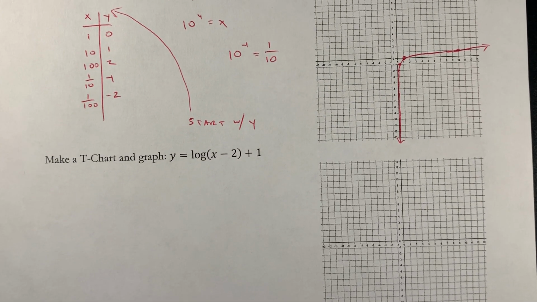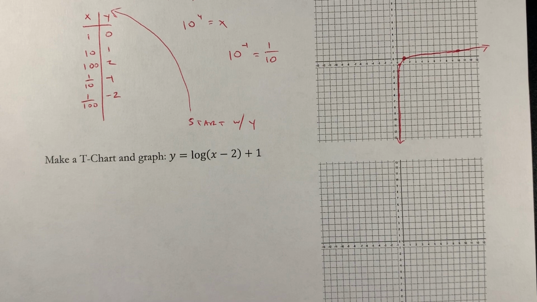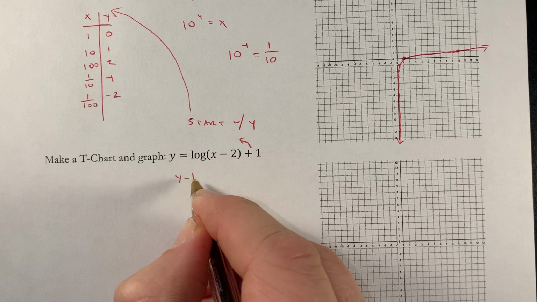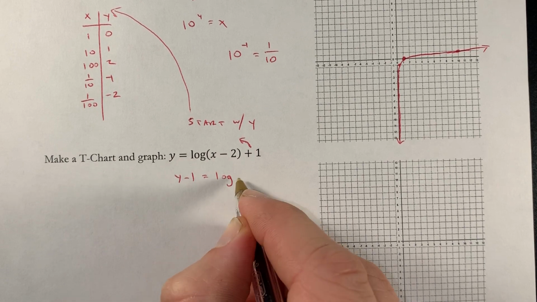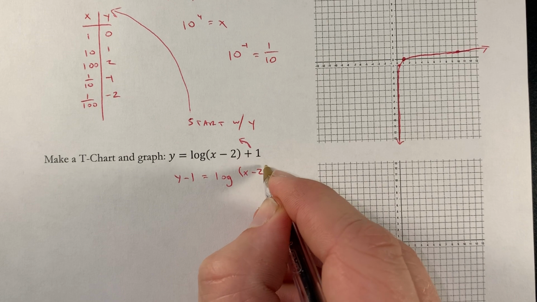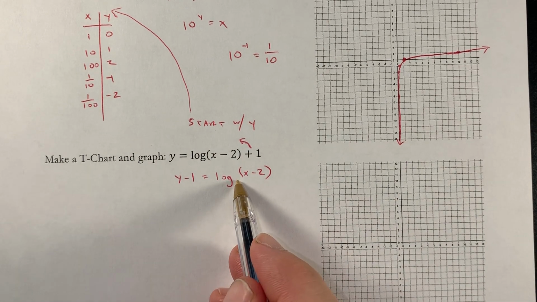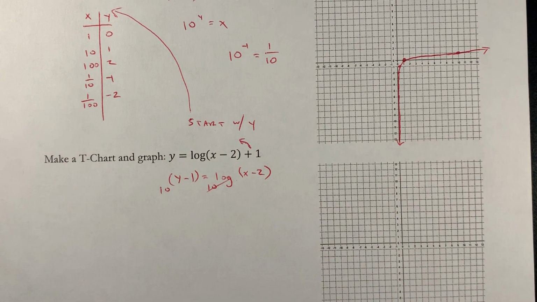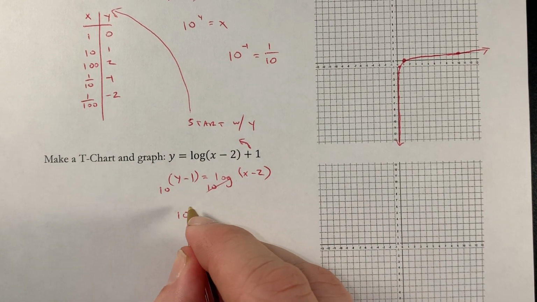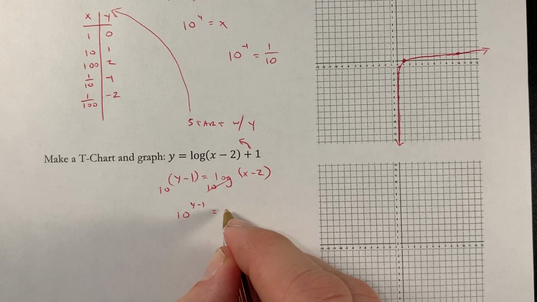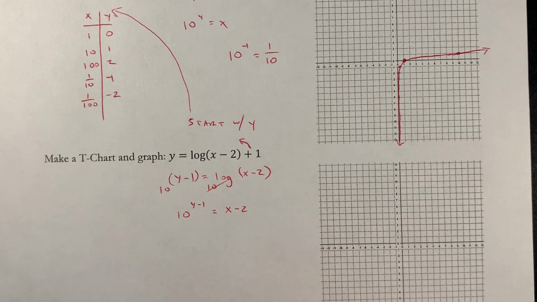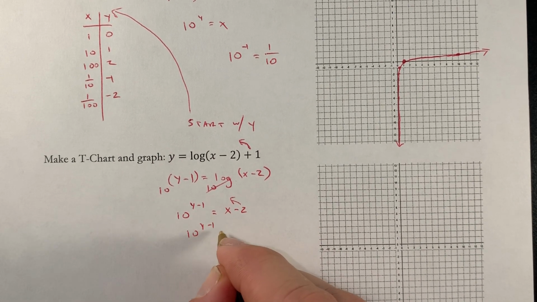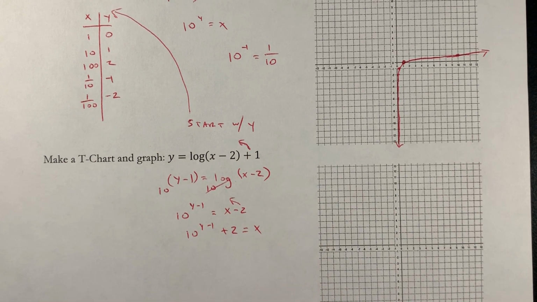For our second graph, we're going to put it in exponent form again. We'll start first by getting this 1 over to the other side, so it becomes y minus 1 equals log, that's base 10, x minus 2. So we've got common log again, which means we're going to do base 10 on both sides in order to cancel out that logarithm. So we've got 10 to the y minus 1 power equals x minus 2. And then we'll move that minus 2 to the other side. 10 to the y minus 1, plus 2 equals x.